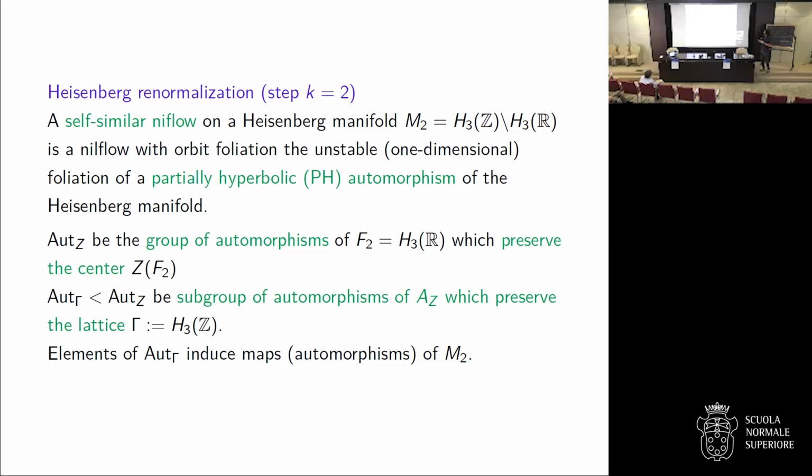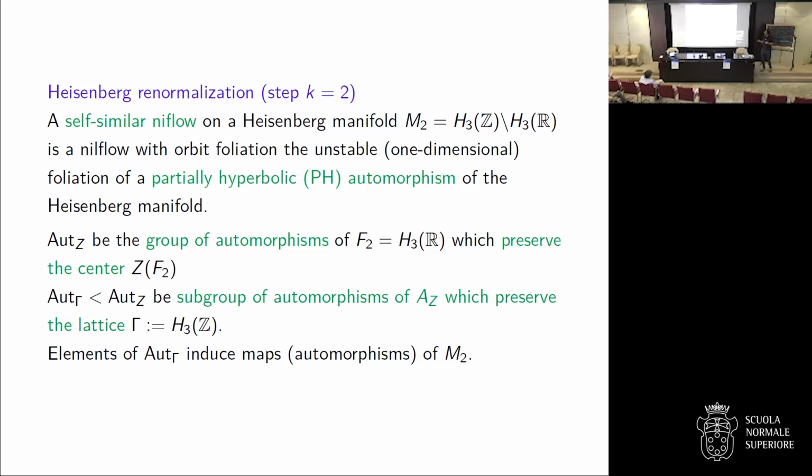So what is a self-similar nilflow? Well, it's just a flow that goes along the unstable direction, an unstable foliation rather, of a partially hyperbolic automorphism of the Heisenberg nil manifold.